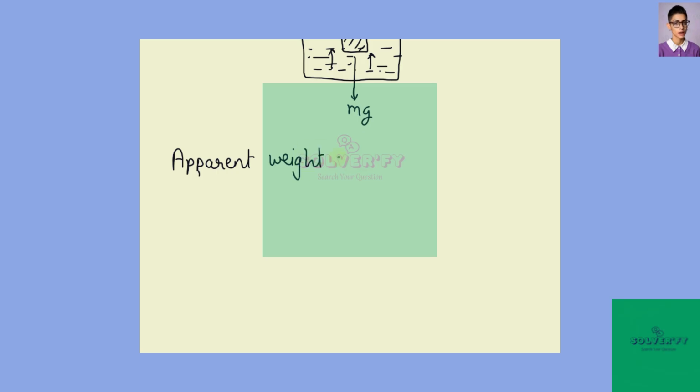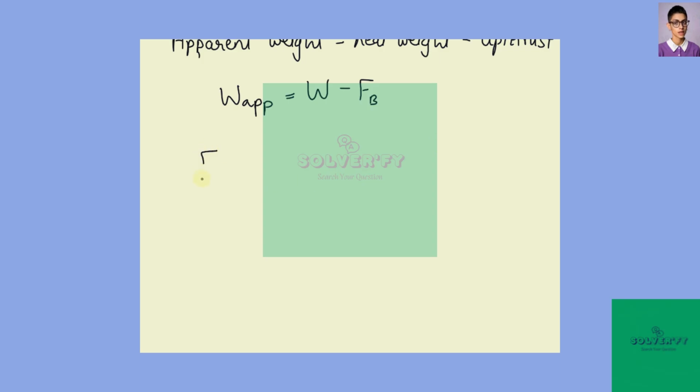So apparent weight will be equal to real weight minus the upthrust. So apparent weight we will call W_app, that is equal to real weight, which we will call W, minus upthrust, which is FB, the buoyant force. So FB will be equal to the density of water times the volume of water that is displaced into G.